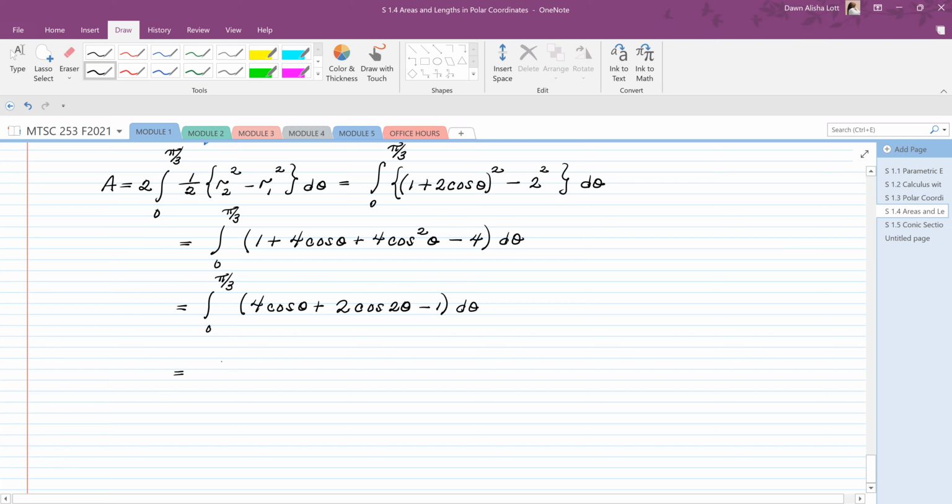So I'm going to get 4 sine theta plus sine 2 theta minus theta, evaluated between 0 and pi over 3. And that comes out to be a little crazy: 5/2 square root of 3 minus pi over 3. It's not cute, but that's the answer. Okay. All right, so that's how you do area problems.